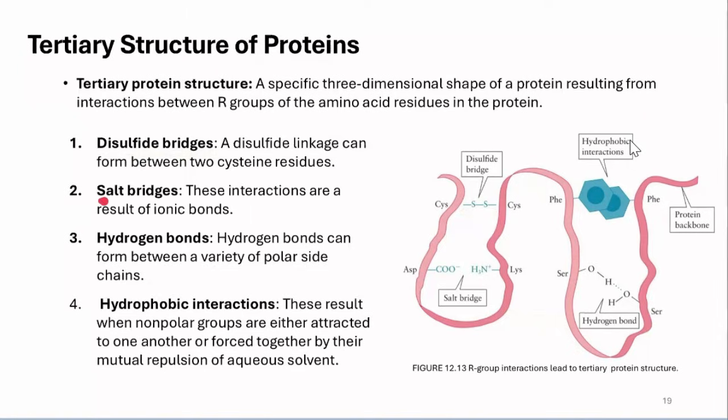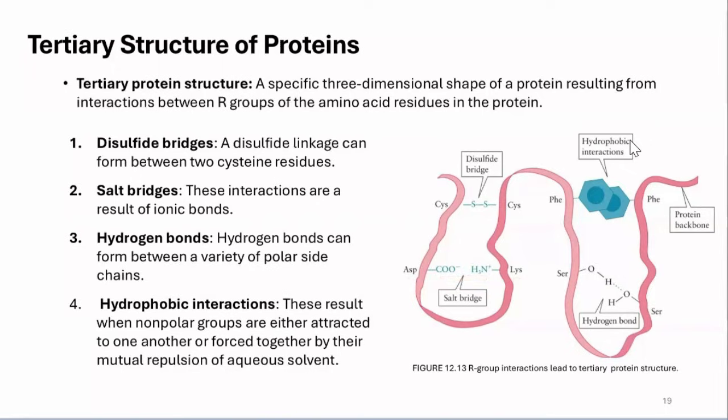Then we can have salt bridges. A salt bridge is an ionic interaction that occurs between amino acid residues. Here we can see that if you have an ionized acidic amino acid paired with an ionized basic amino acid, this ionic interaction is what we call the salt bridge.